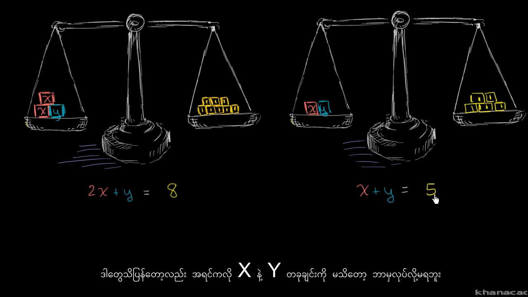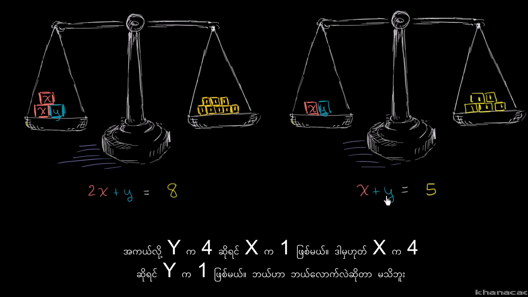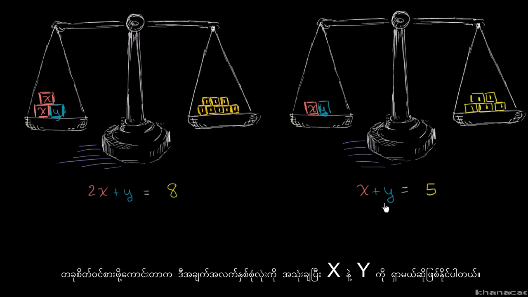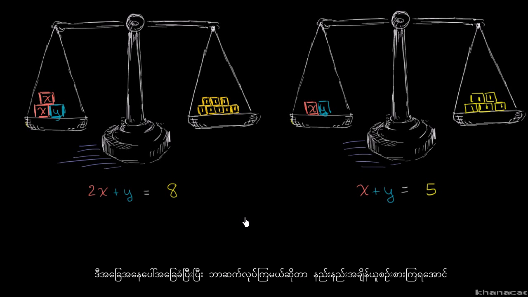And this information by itself, once again, there's nothing I can do with it. I don't know what x and y are. If y is 4, maybe x is 1. Maybe x is 4, y is 1. Who knows what these are? The interesting thing is, we can actually use both pieces of information to figure out what x and y actually are. And I'll give you a few seconds to think about how we can approach this situation.